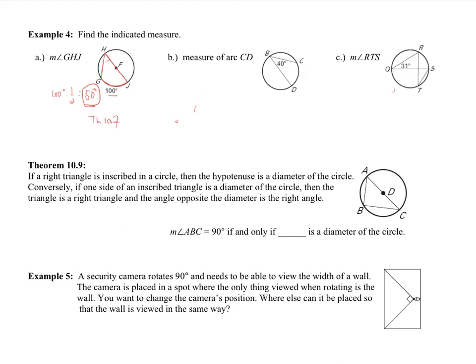And the measure of arc CD, again by Theorem 10.7, we just have to take the inscribed angle of 40 degrees and double it, times 2, I mean. So that's 80 degrees. And for measure angle RTS, since it shares the same intercepted arc as angle RQS, and angle RQS is given as 31 degrees, then angle RTS must also be 31 degrees by Theorem 10.8.